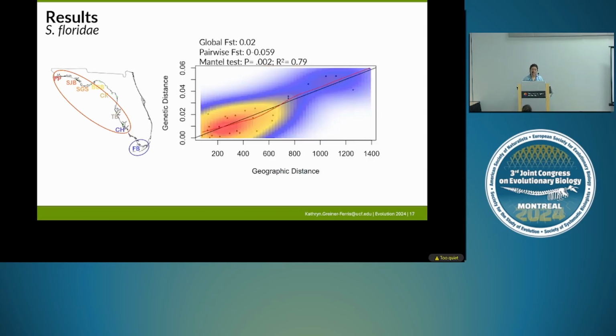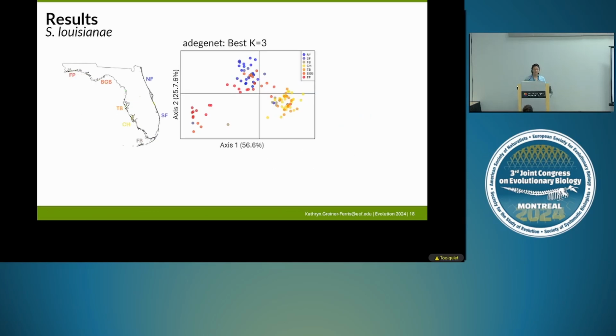And global FST was lower than Scavelli at 0.02 and ranged from 0 to 0.059, and the Mantel test showed significant isolation by distance with a greater R-squared value of 0.79. So for Louisiana, the K-means analysis resulted in 3 potential populations, but with apparent admixture between coasts.